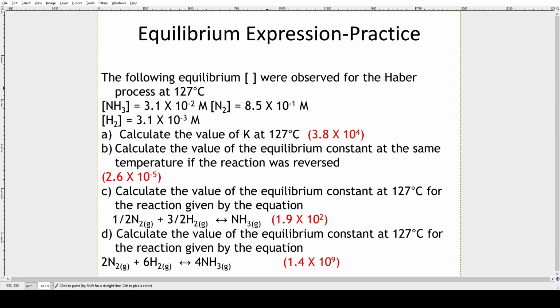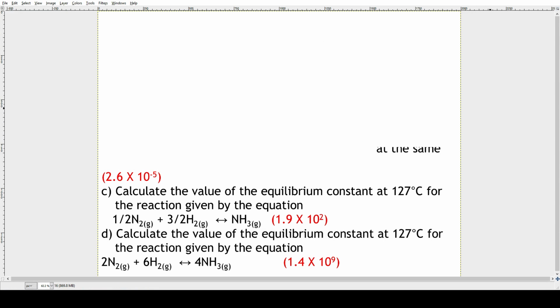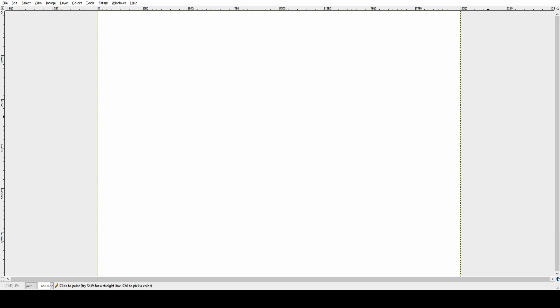So the following equilibrium concentrations were observed for the Haber process. Oh, look, it's back. Fertilizer process. And it's happening at 127 degrees C, and I'm looking through here. Oh, they all happen at 127 degrees C. That's good. And they're giving me all these concentrations, NH3, N2, H2, measured in molarity. So calculate the value of K at 127 degrees Celsius. So I'll go to my next slide, and I will actually do that now. Let me get my paper out so I can do this correctly. Okay, so A. Oh, dang it. Hold on. All right. Okay, I'm ready now.